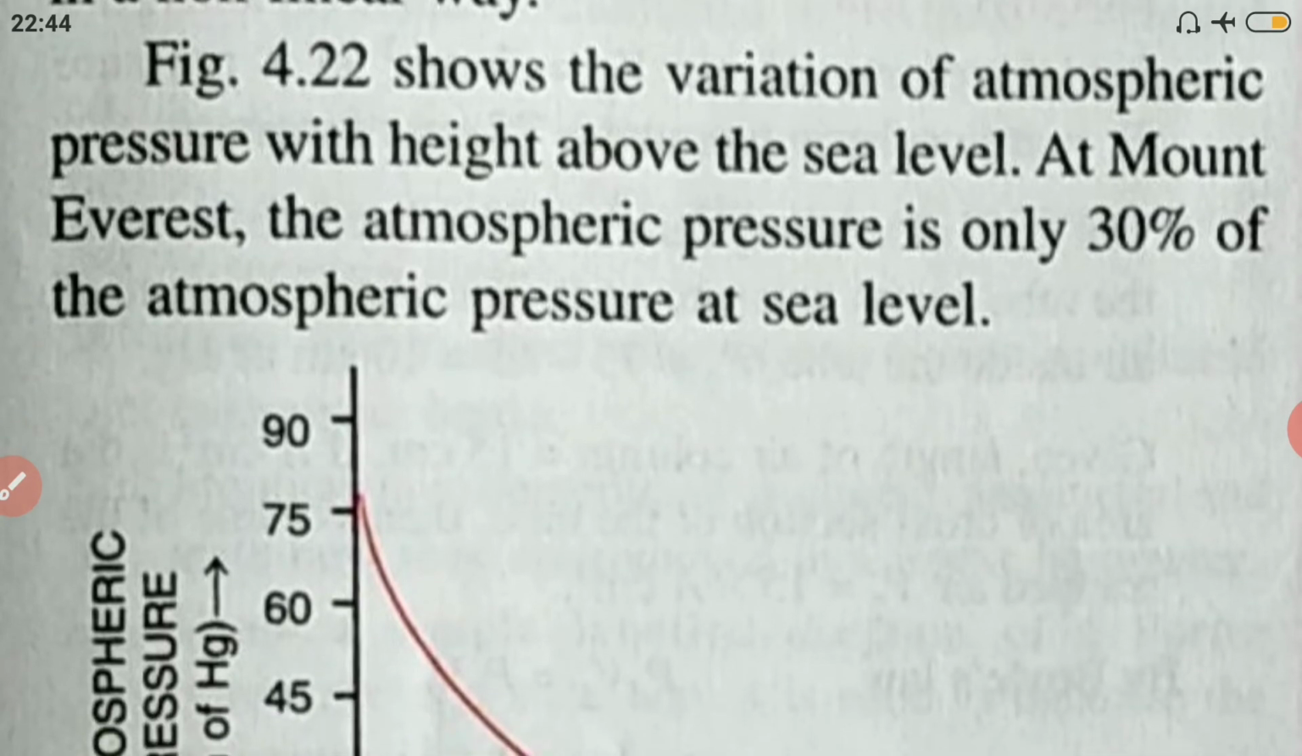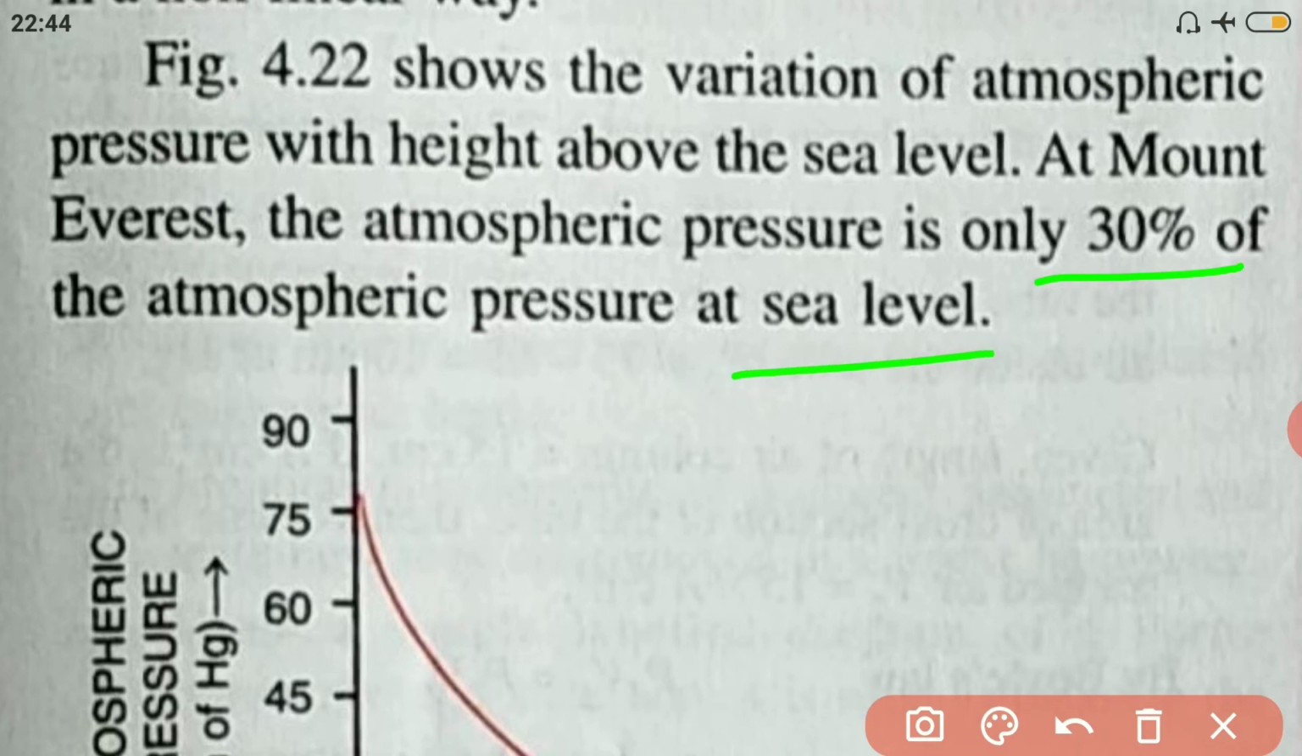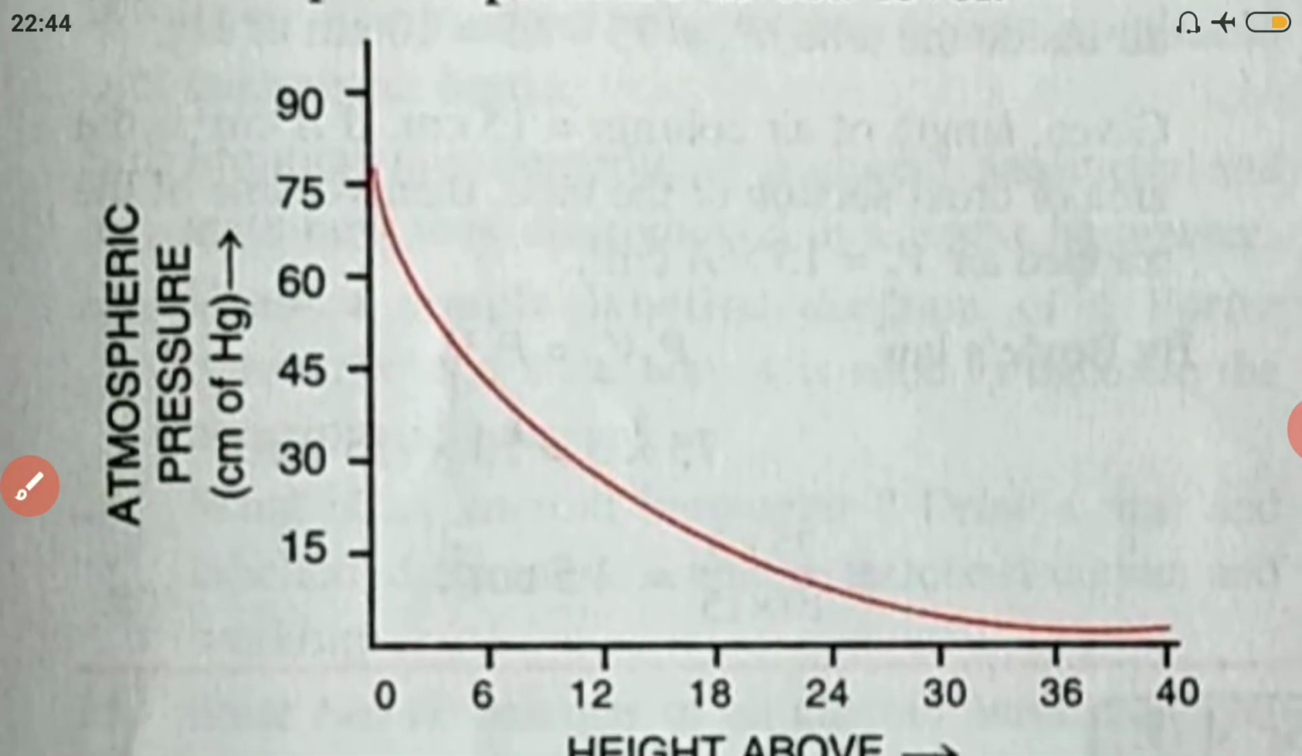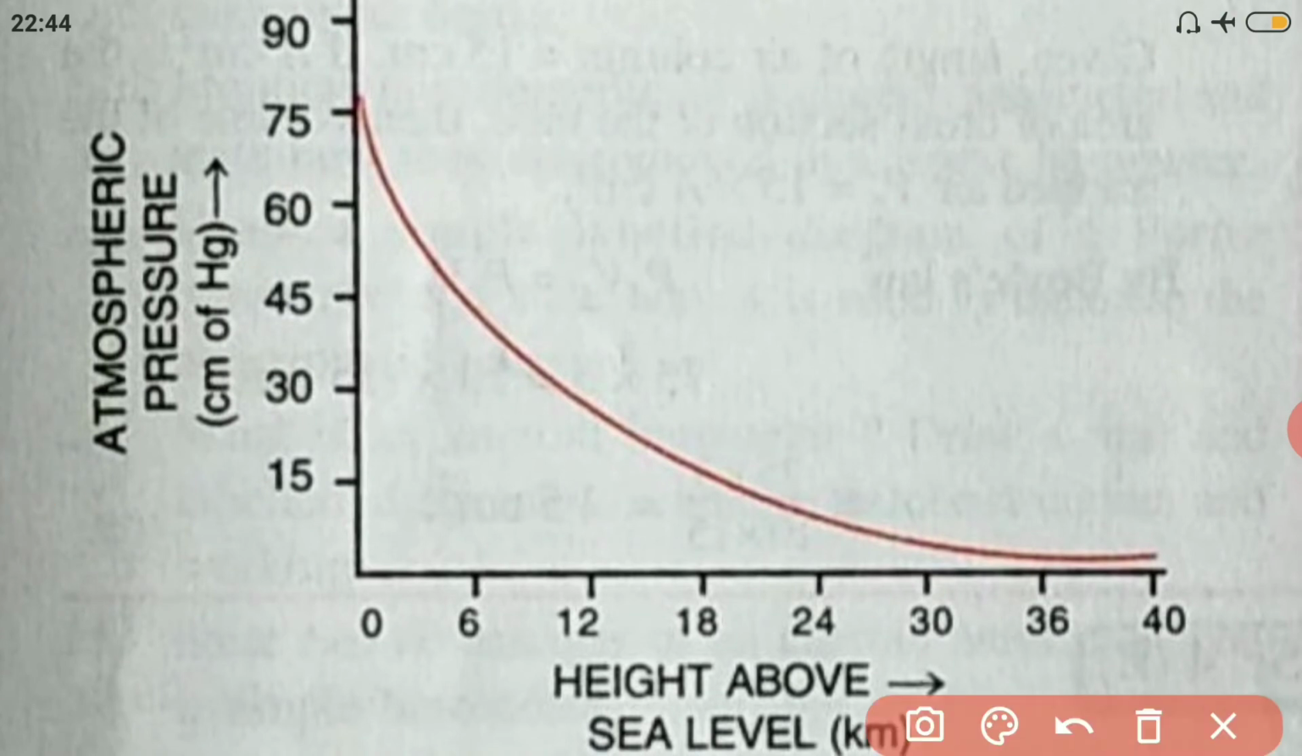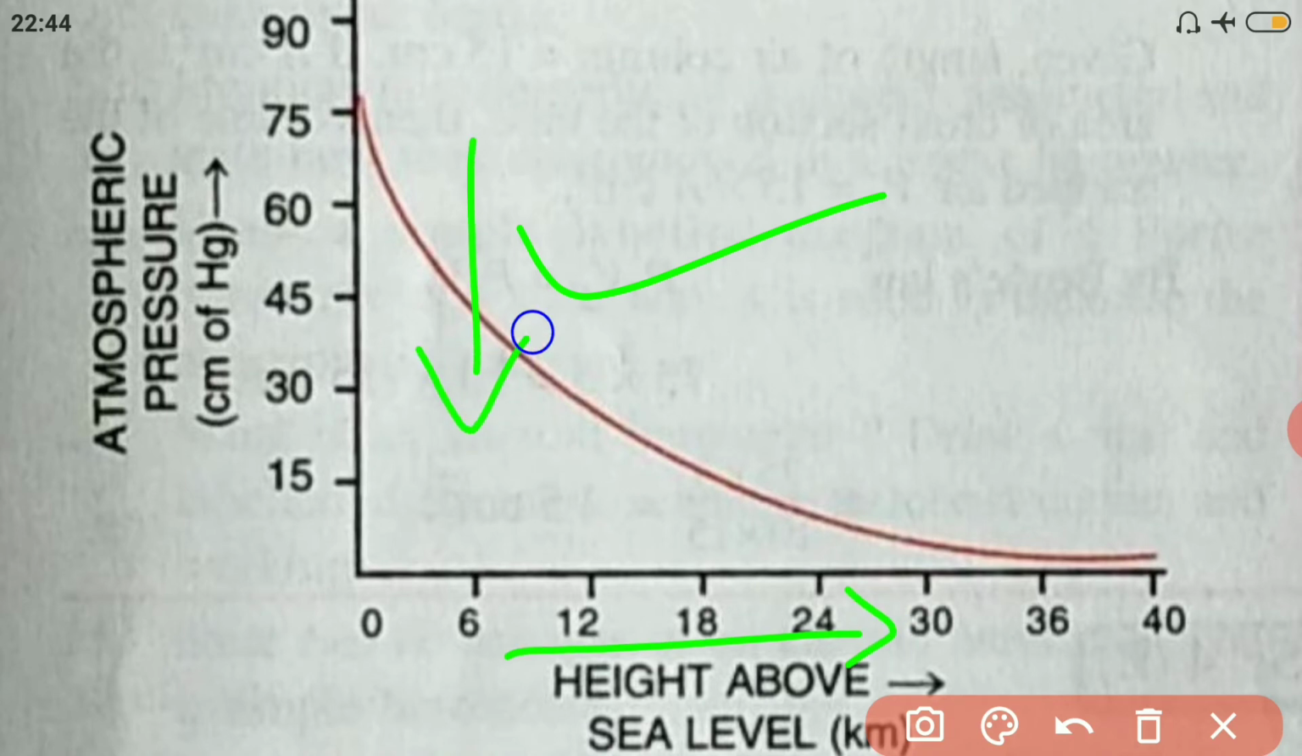Figure 4.22 shows the variation of atmospheric pressure with the height above the sea level. At Mount Everest, the atmospheric pressure is only 30% of the atmospheric pressure at the sea level. So here you can see the curve goes down. As the height increases above the sea level, the atmospheric pressure decreases, but it is not linear, it is non-linear. I hope you have understood till here.